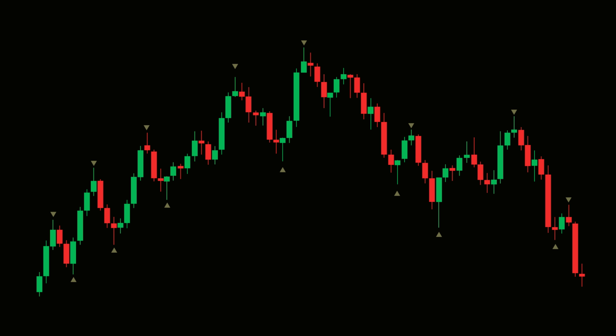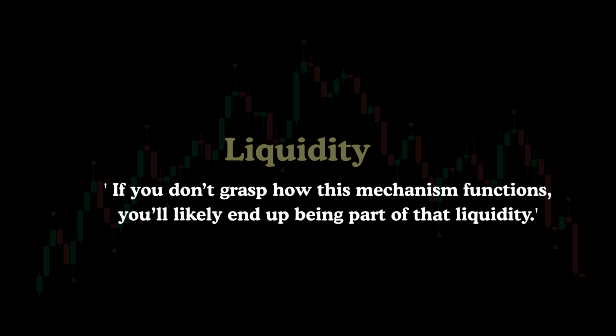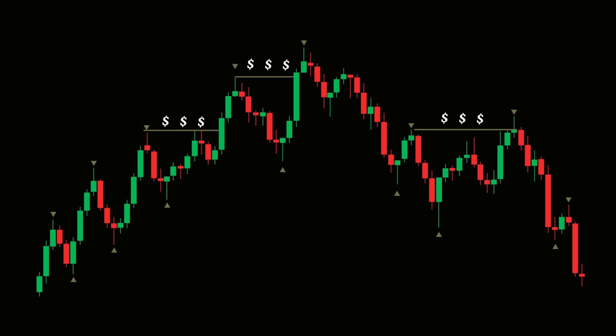Hey everyone. The market consistently moves by targeting liquidity. If you don't grasp how this mechanism functions, you'll likely end up being part of that liquidity. That's why understanding liquidity is absolutely crucial.